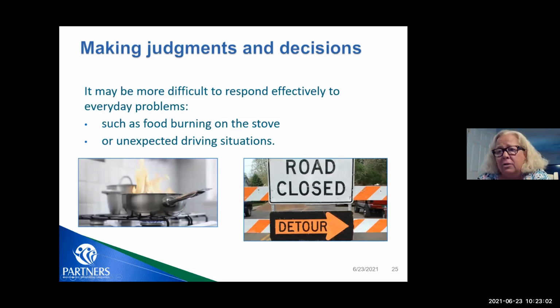Because of the way Alzheimer's affects their judgment and decision making, when something happens that surprises them, that's when you'll see symptoms first. It becomes more difficult for them to respond effectively to everyday problems. So if they're cooking and food catches on fire on the stove and they have to do something quickly, or say they're driving somewhere that should be familiar to them, but they come up on a road closure and have to go a different route, they can really struggle with that.